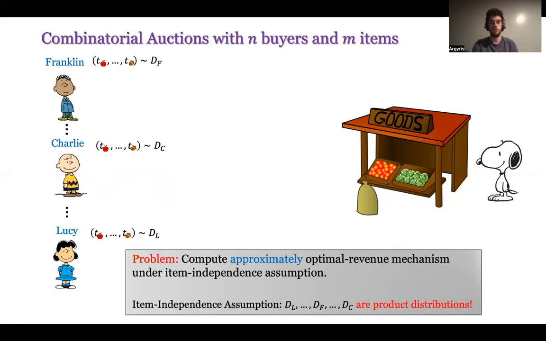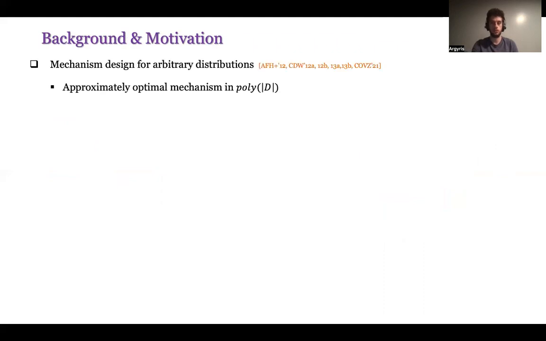The problem we are going to focus on is the following. When can we efficiently compute a mechanism with approximately optimal revenue under the item independence assumption? Before proceeding any further, I would like to take some time and provide some motivation and background for the problem we consider. First of all, mechanism design for arbitrary distributions is well understood, and algorithms for computation of mechanisms with approximately optimal revenue in time polynomial in the support of the distribution are known.